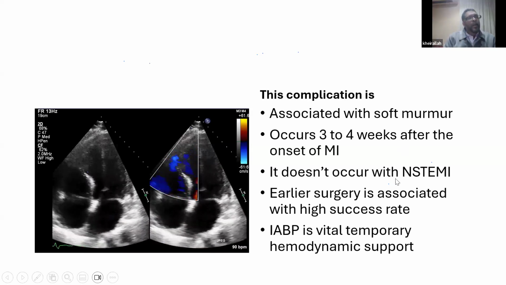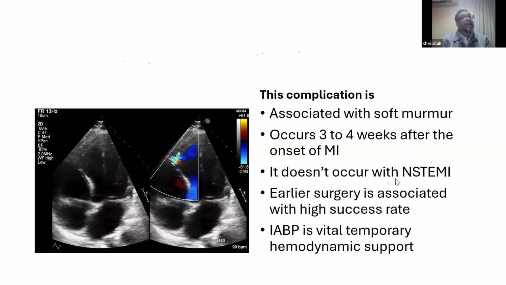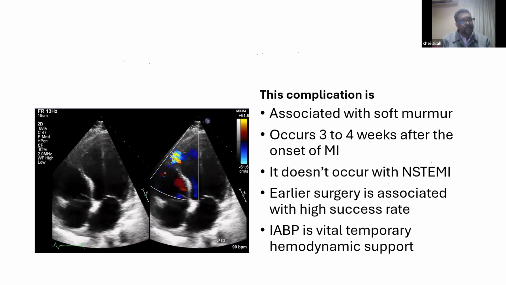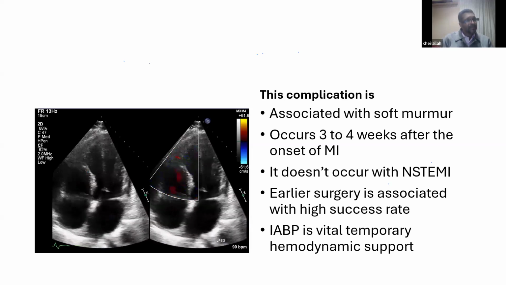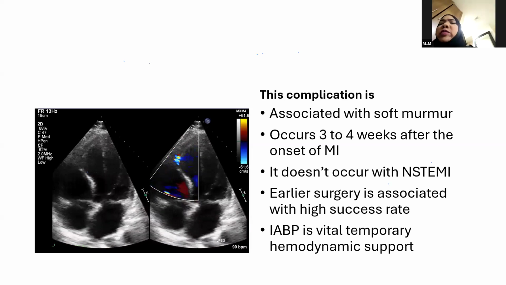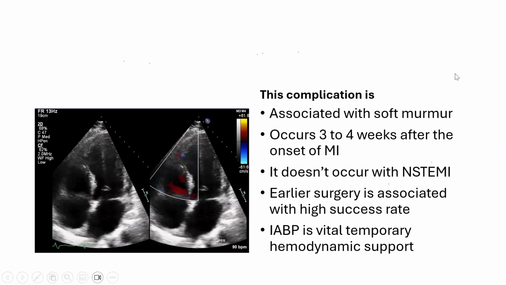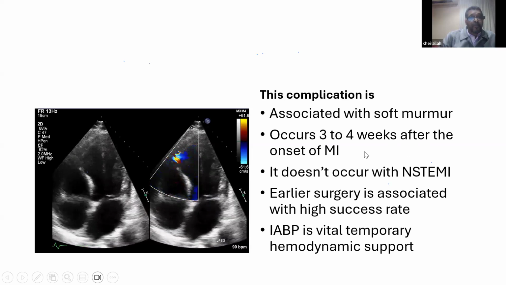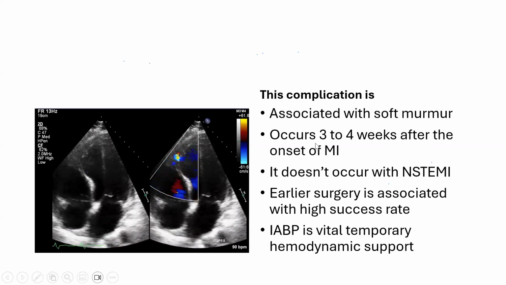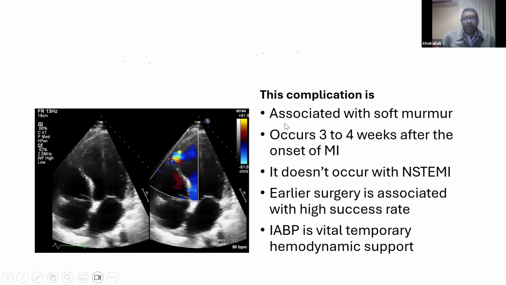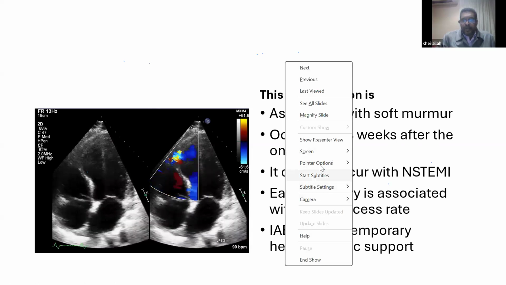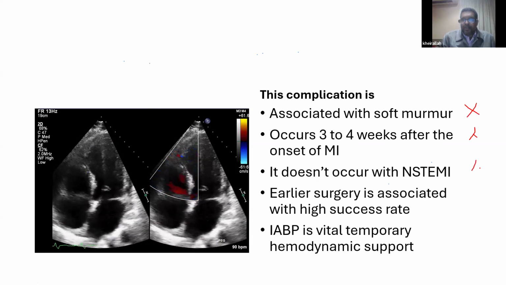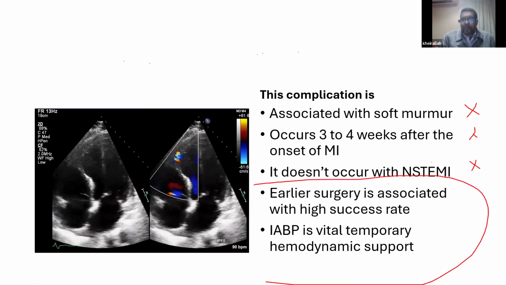Here it is more common with STEMI, but it can occur with non-STEMI as well. Yes? It can. Okay. Does it occur 3 to 4 weeks after onset of MI? 3 to 4 days instead. Exactly, 3 to 4 days. So this is wrong. So now, I think you have reached the answer. So this is not right, this is not right, this is not right. So we are between these two.